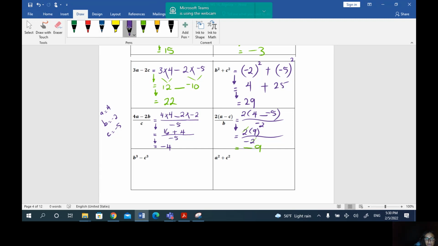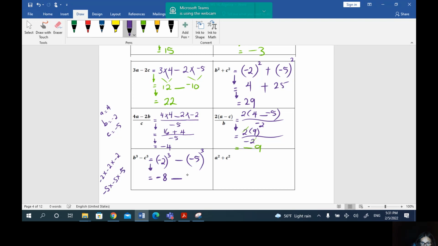All right, let's do the next one. B to the power of 3 minus c to the power of 3. So you open a bracket to the power of 3 minus a bracket to the power of 3. What is b? B is -2. What is c? C is -5. So -2 to the power of 3 means -2 times -2 times -2, so the answer is -8, minus -5 times -5 times -5.